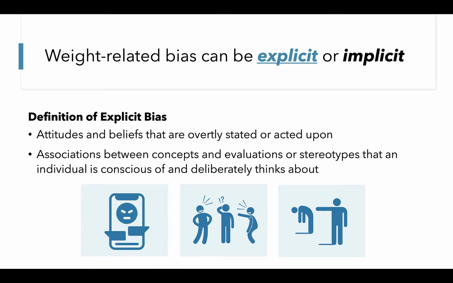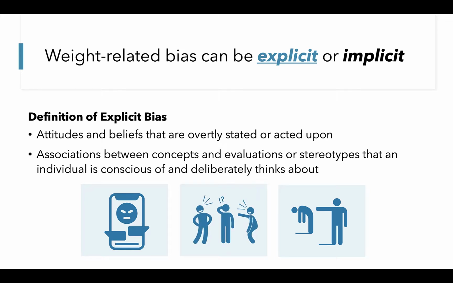One example is cyberbullying on social media. Let's say an individual posts a picture of themselves and then gets shamed by commenters on this post. If the commenters are making negative comments about that individual's body shape or size, they're expressing explicit weight biases that are negative and reinforce negative evaluations and stereotypes of certain body shapes and sizes.